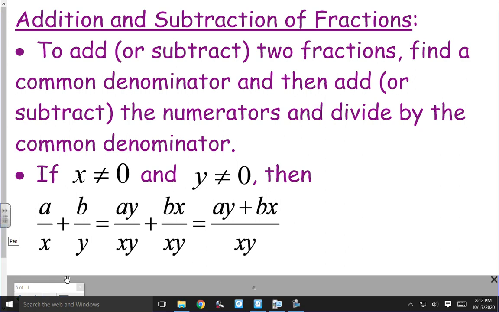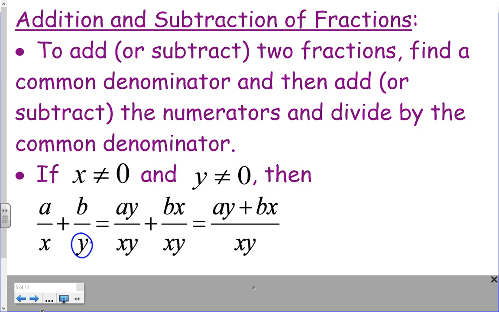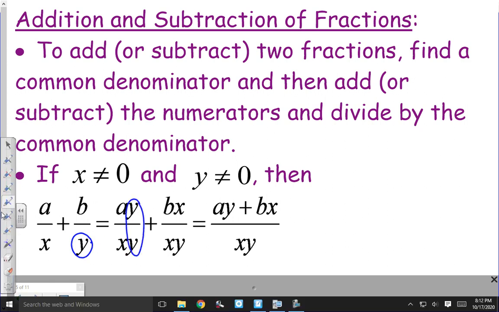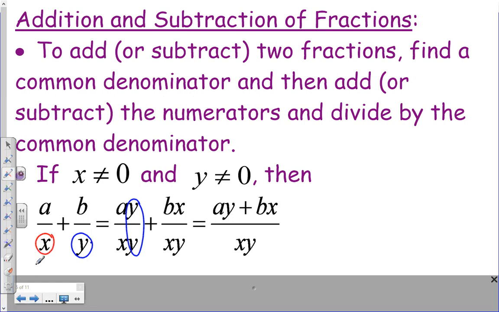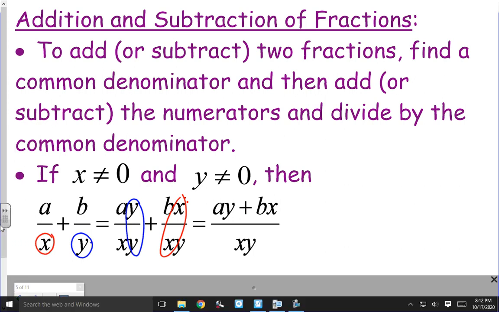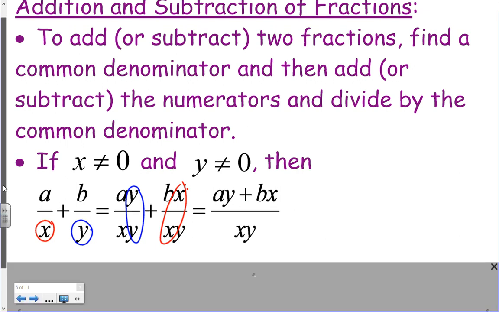So the fact that this has a y in the denominator is the reason why I'm multiplying by y over y here. And the fact that this first fraction has an x in the denominator is the reason why I'm multiplying by this x over x that shows up right here. Okay? Multiply by a clever form of 1 to make that happen. And then once you have a common denominator of x times y, you can now add these two fractions together. Just add the numerators, ay plus bx. And that's all over x times y.